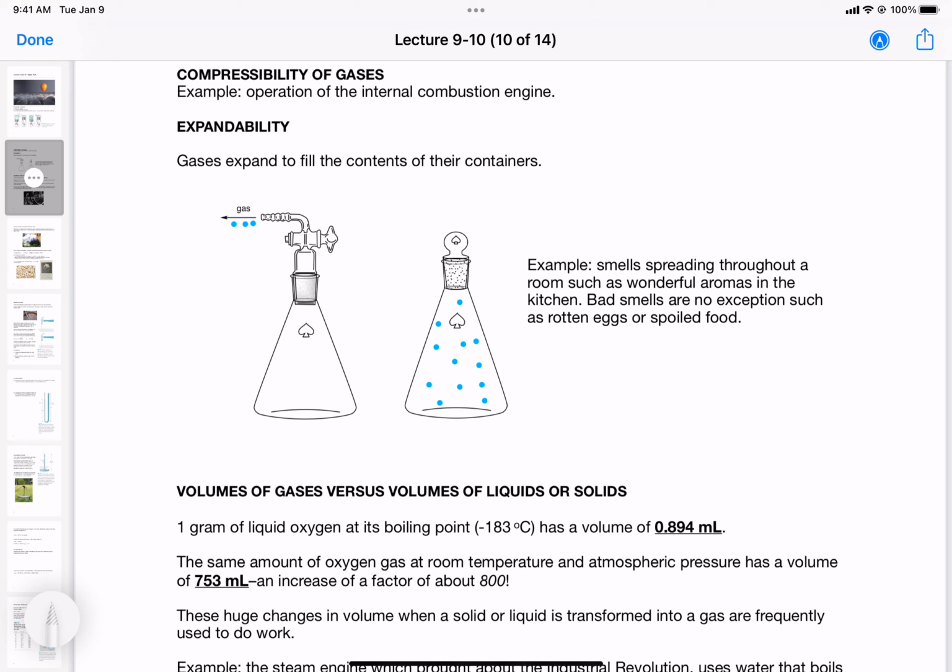Some examples of this are gas particles spreading through the room, like kitchen smells, very delicious food smells, or bad smells, such as rotten eggs, spoiled food, or natural bodily gases. They're all gases.